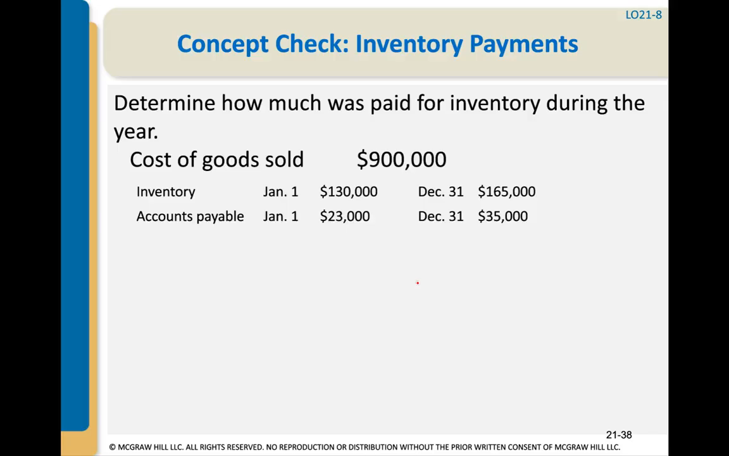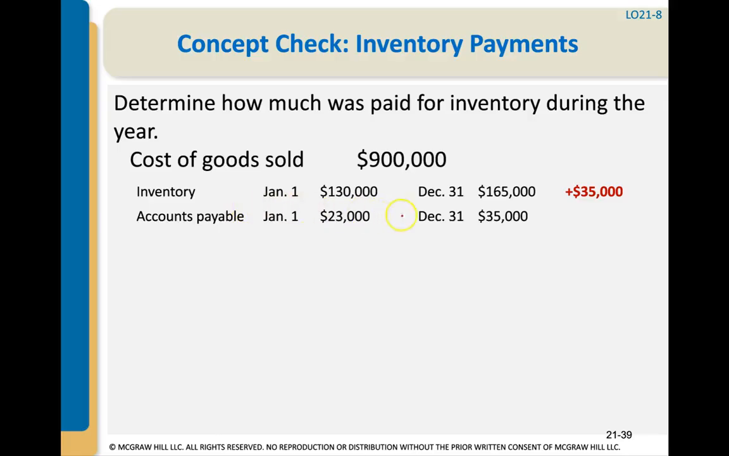Concept check. Determine how much was paid for inventory during the year. Our cost of goods sold is $900,000, and then we have our beginning and ending balances for inventory and accounts payable. So before we go on, why don't you try to do this on your own using what we just learned?